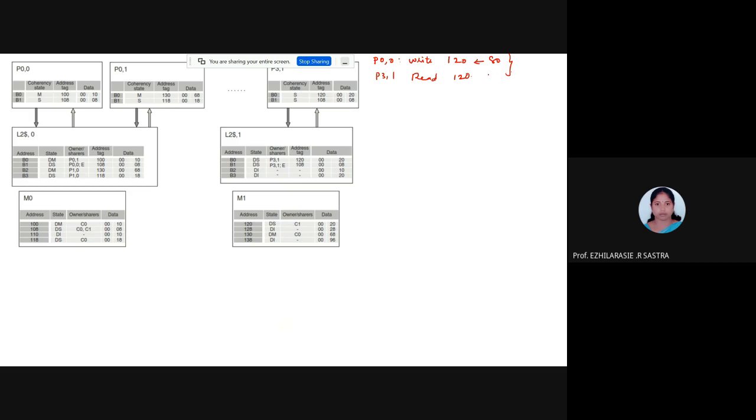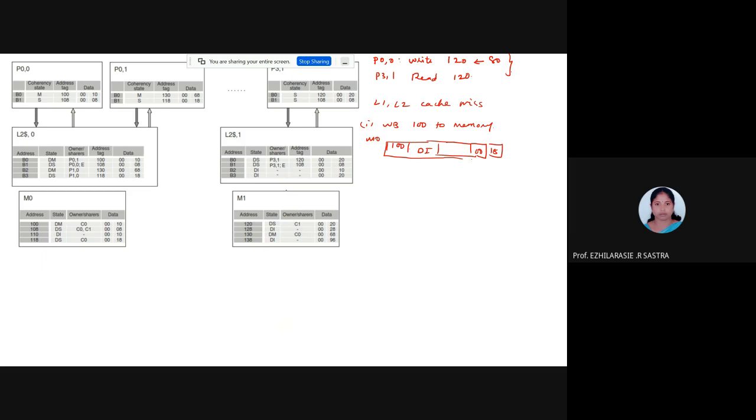So first, P0 is going to write 120. The data is not here. Since P0 is going to write, what will happen? The previous thing we have just seen. First, block 0 has to be written back to the memory, because we have an L1 and L2 cache miss. So the 100 has to be written back to memory. When you are writing back, in M0, 100 is uncached, so it is invalid. No one else is using it, and the data is going to be 0018. Okay, so this is the first step.